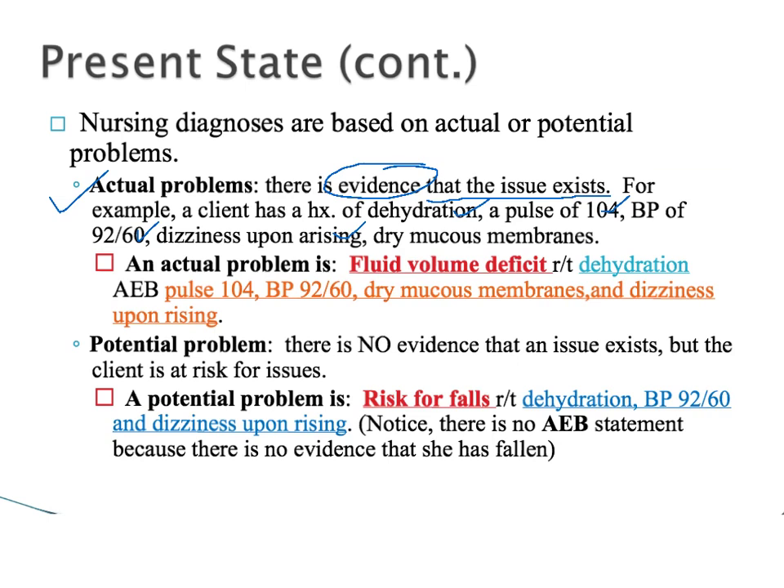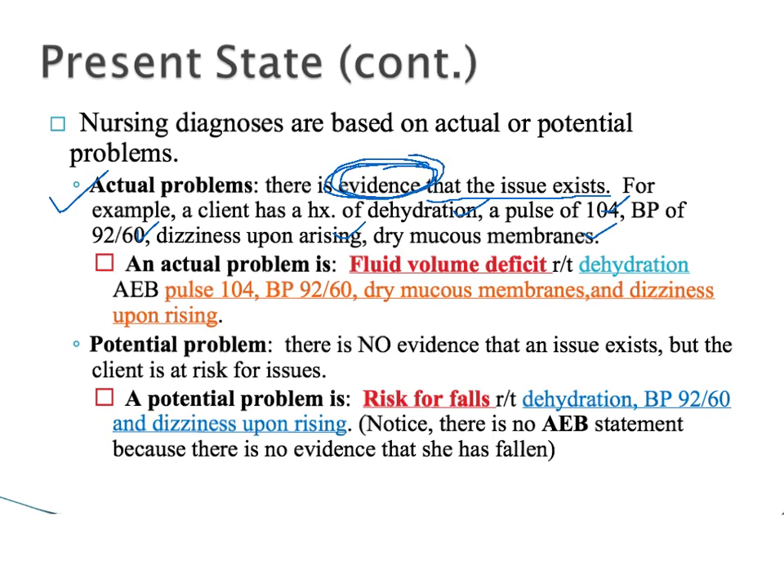Was that on the prior screen? If it wasn't on the prior screen and in the client and context information, then at this point you would go back and add it in. Okay, but we did say on the prior screen that she also has dry mucous membranes. So this patient has evidence that something is wrong.